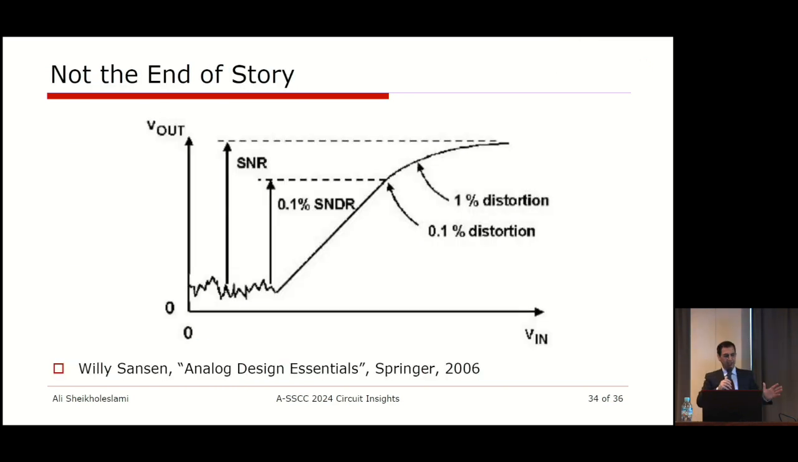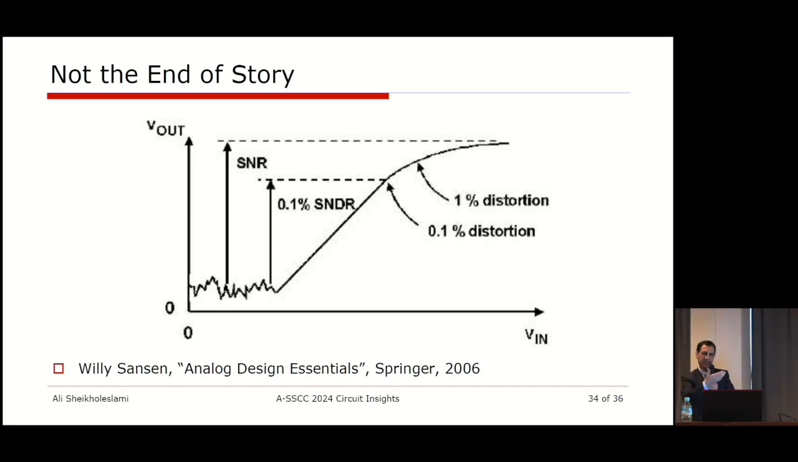Now, this is not the end of the story. In fact, we can go on and say what happens when we have noise and distortion and then define signal to noise and distortion ratio. But I figured that may go beyond the scope of this lecture. But I thought that I started with Willie Sansen, who was my mentor, and talked about the importance of noise and distortion.